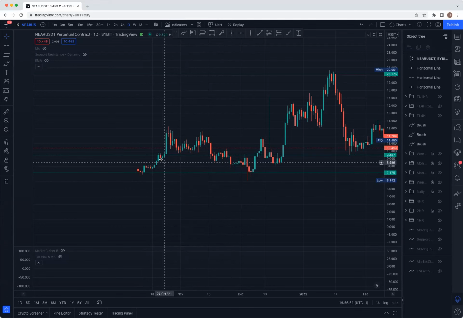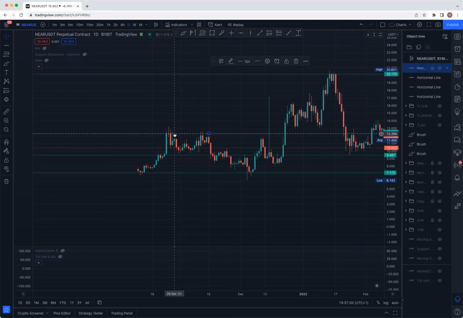All right. So we are walking down again, and as we could see at the top here, there was also a place price couldn't go beyond.